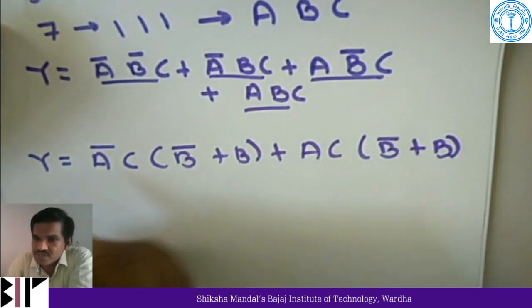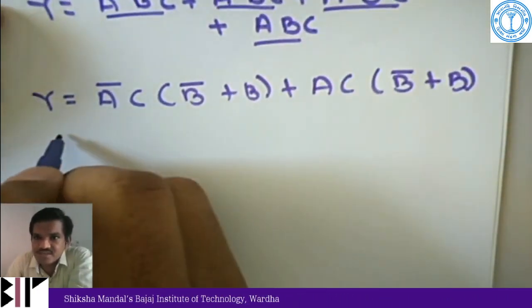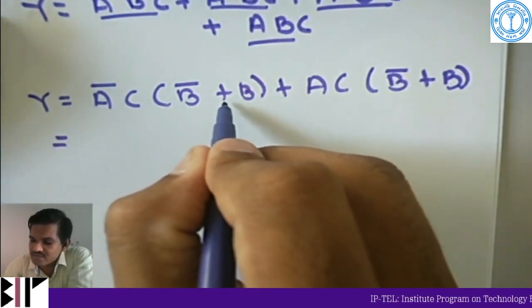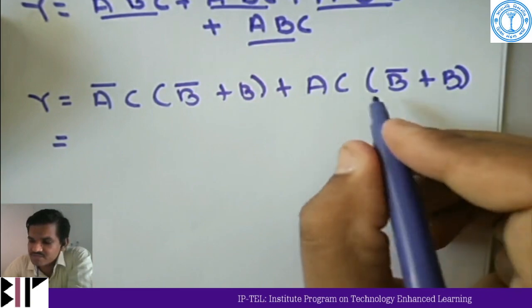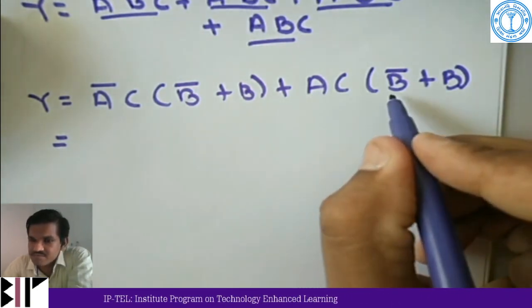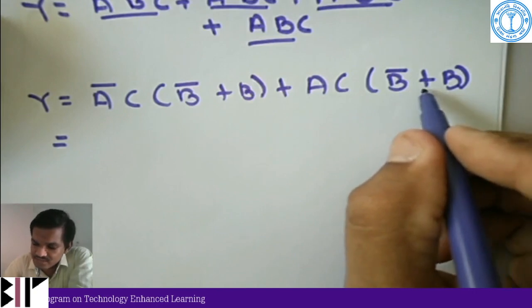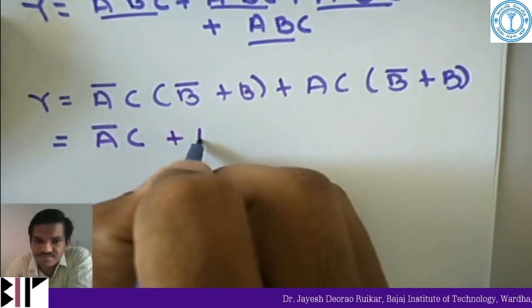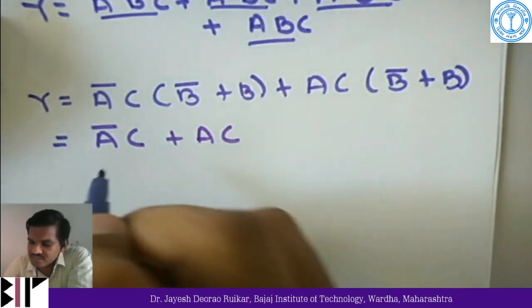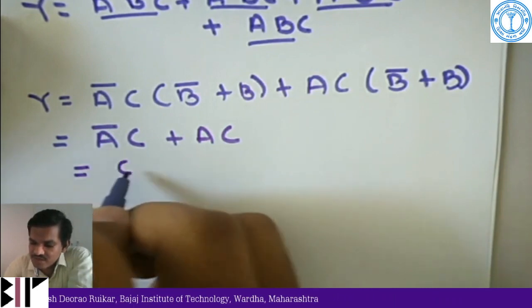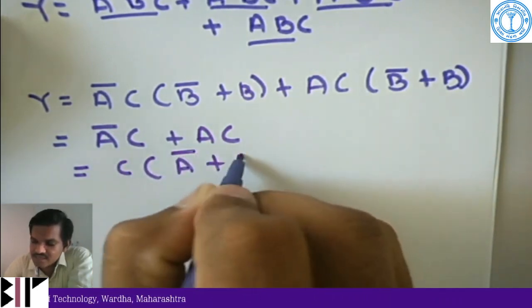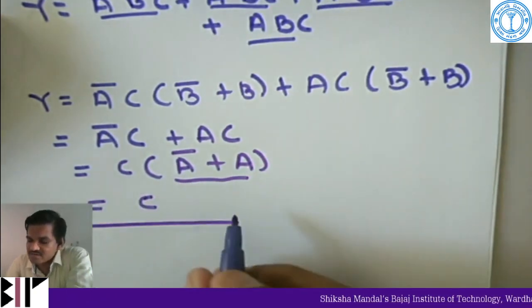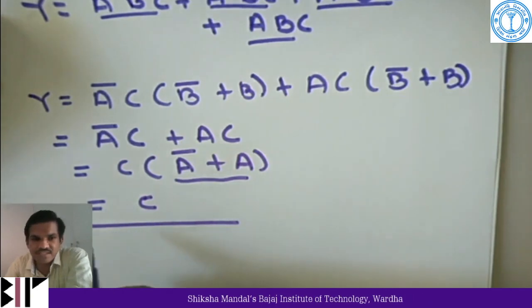Fine. When we again go for simplification, as we know that B bar plus B is equal to 1. We have this theorem, B bar plus B is equal to 1, and then this is also 1. So we can rewrite it as A bar C into 1 plus A C. So when we search here, we can take C as common. So left is A bar plus A. Again this term is 1. So my minimized equation for this function is C. This is my final answer.